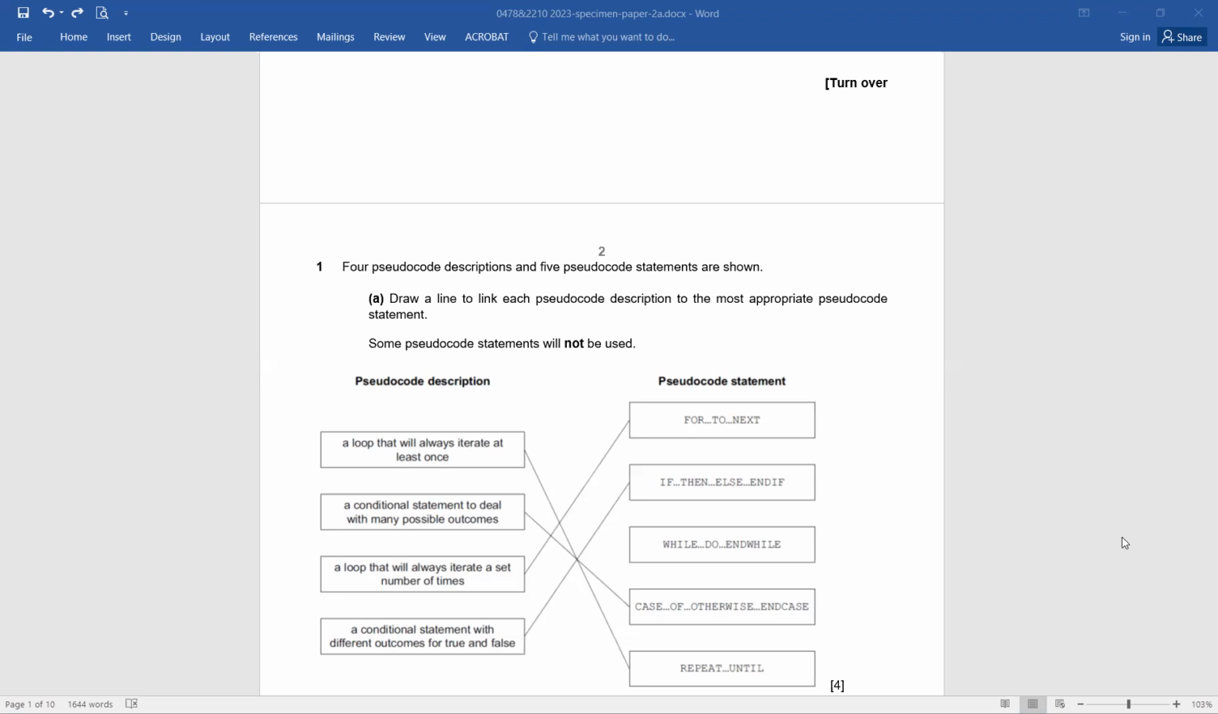A conditional statement to deal with many possible outcomes. The words that should strike your mind are case of, otherwise, and end case. Now, this is how you will actually filter out. When the word conditional statement is used, then you can recall it's either if, then, else, and end if, or case of, otherwise, and end case. And for a conditional statement with different outcomes for true and false, then it is if, then, else. And if it's a conditional statement to deal with many possible outcomes, you will mention the case of, otherwise, and end case. A loop that will iterate a set number of times is your for to next. So I hope that you can score 4 marks within 2 minutes.